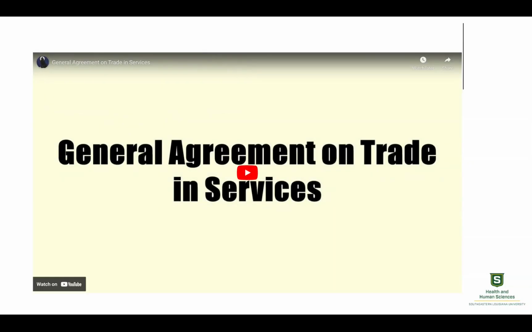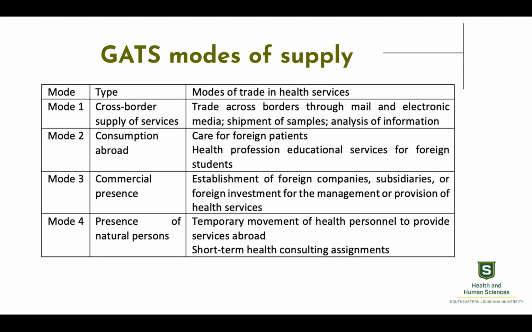So this video looks at what the General Agreement on Trade is. A really good video. I would advise that you look at it. It's really nice. And then these are the GATS modes. We had modes 1, 2, 3, and 4, and they are all addressing different things. You have the cross-border supply of services in Mode 1, consumption abroad in Mode 2, commercial presence in Mode 3, and presence of natural persons in Mode 4.